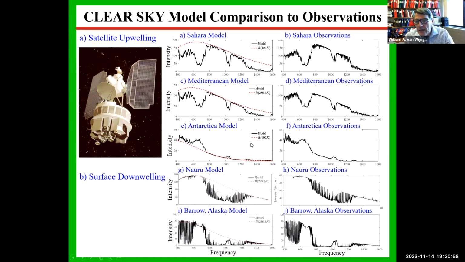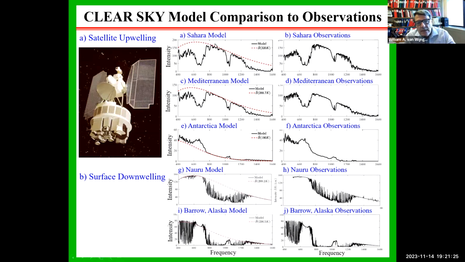On the left side are our calculations. First of all, for the Sahara, notice the intensity goes from 0 to 200 units. That's higher than for the Mediterranean, where we go from 0 to 150. Why is it higher? It's hotter in the Sahara, so it radiates more energy. And of course, when you go to Antarctica, the intensity goes from 0 to 60 units. It's a lot colder, so you get a smaller signal.